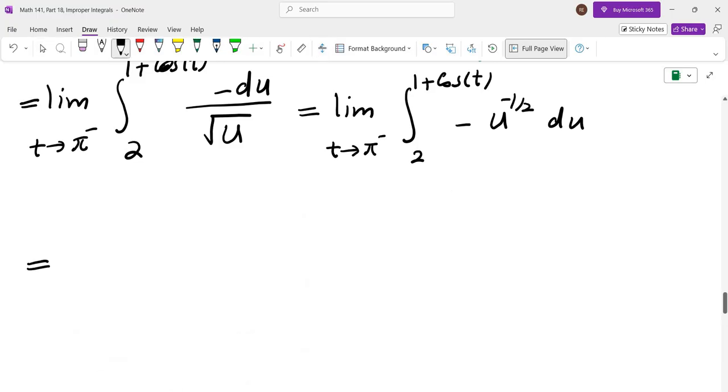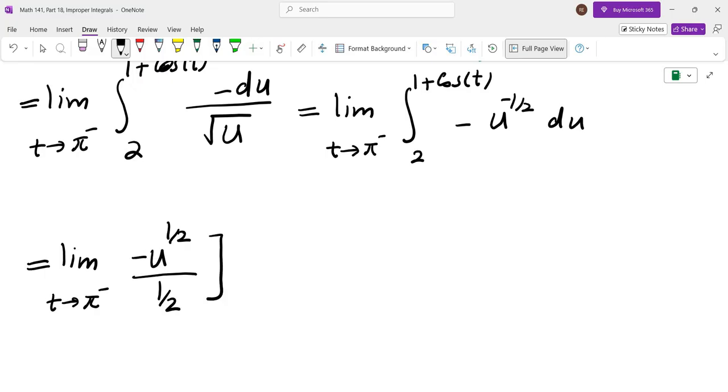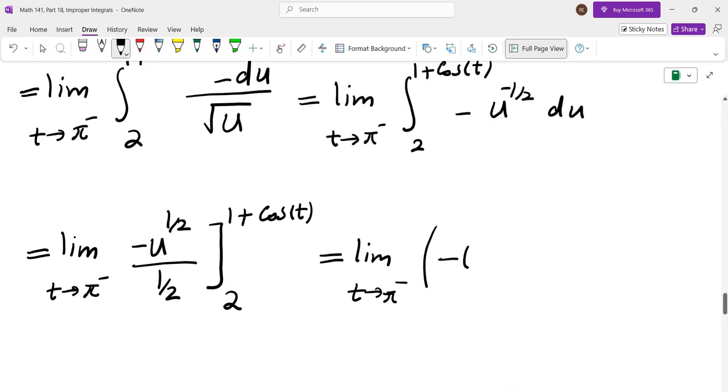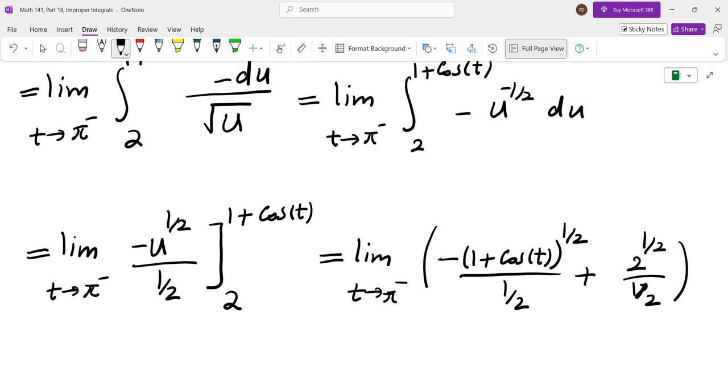So this is going to be equal to the limit as t approaches pi from the left. Integral of that is u to the power of 1/2 divided by 1/2, and there's also a negative sign. This is from 2 to 1 plus cosine of t. So let's plug in the values. We get minus 1 plus cosine of t to the power of 1/2, and then divided by 1/2, and then plus 2 to the power of 1 half divided by 1 half.